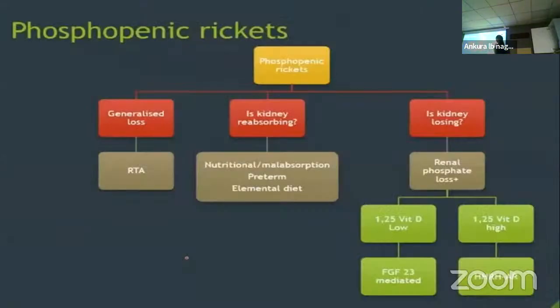To differentiate between these two, the information we got is that there is definitely loss of phosphate, but there was no loss of other elements. So there are only two diagnoses we can consider. One is FGF mediated, which was probably not, because 1,25 was on the higher side. The other diagnosis, where there should be hypercalciuria, was also not there in one case. So this is where we are stuck.